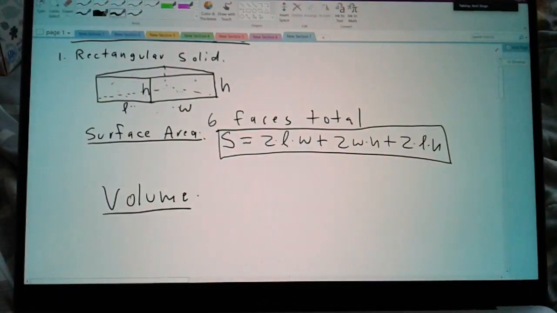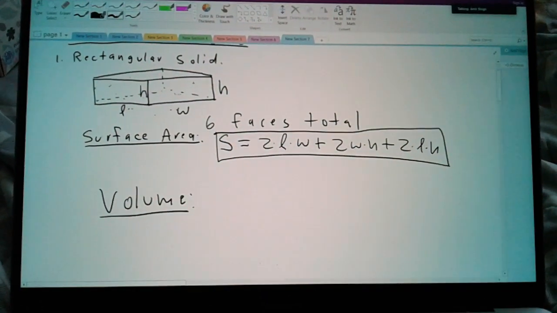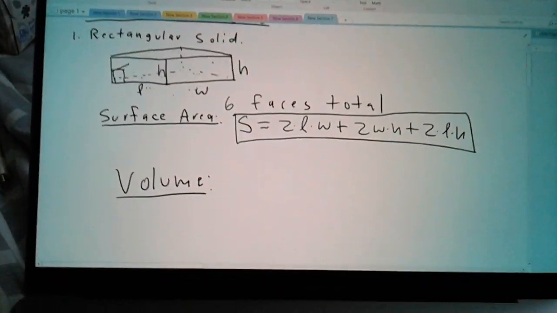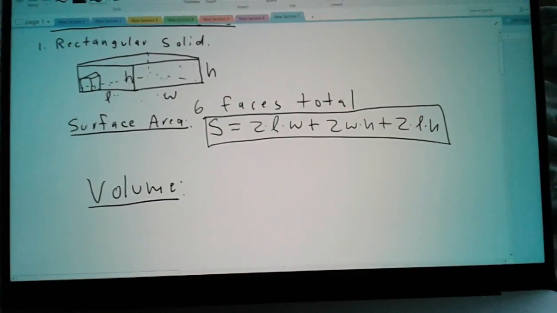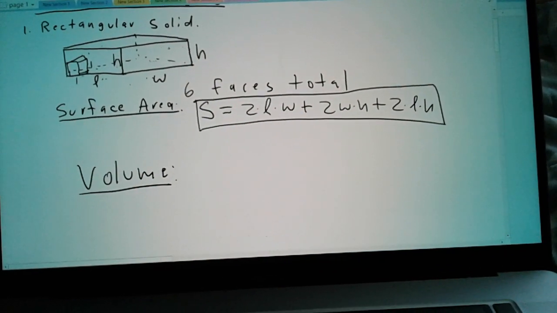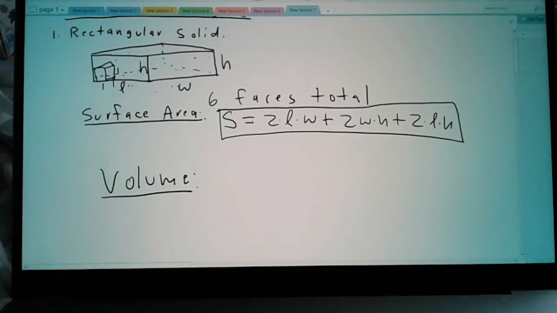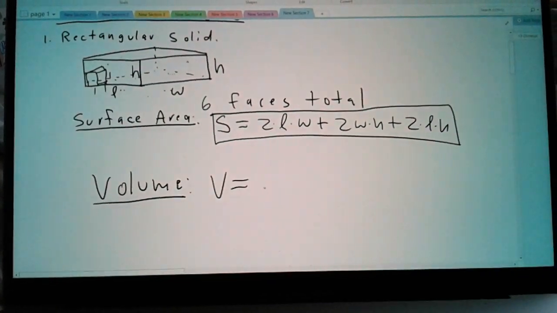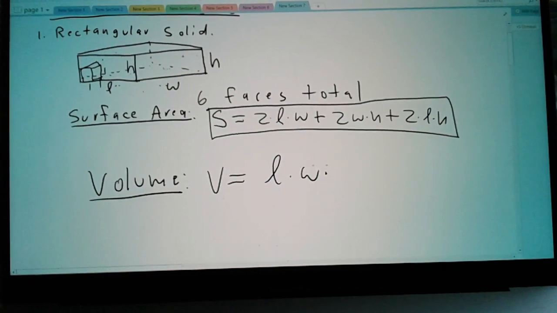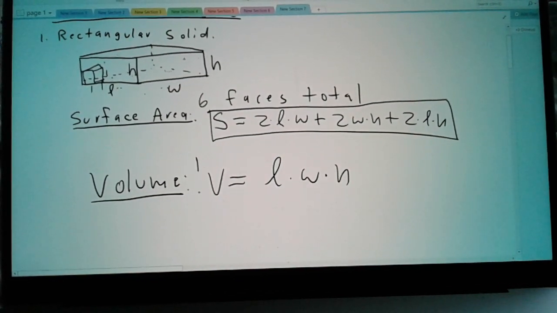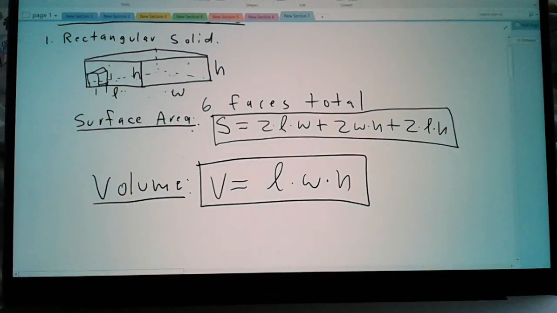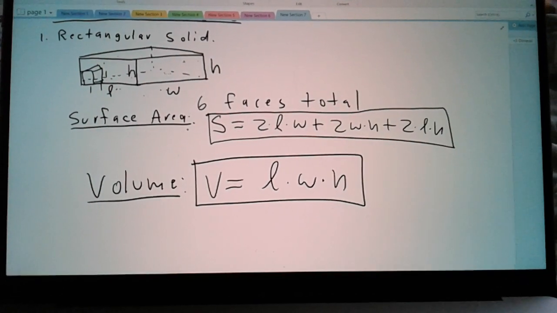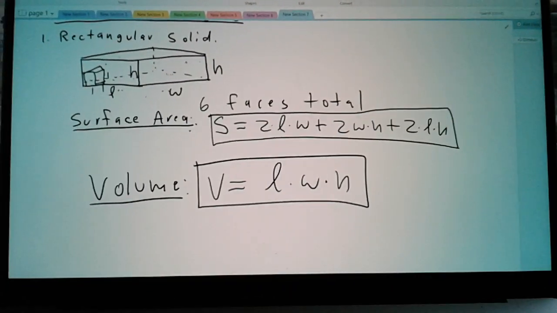Volume is kind of like area, but it's like area in 3 dimensions. Instead of figuring out how many squares I can put, I care about how many cubes I can fit inside. How many 1 by 1 by 1 cubes will fit inside the figure. So in this case, the formula for the volume is length times width times height, which gives you the volume of a rectangular solid. Okay, so that's a rectangular solid.